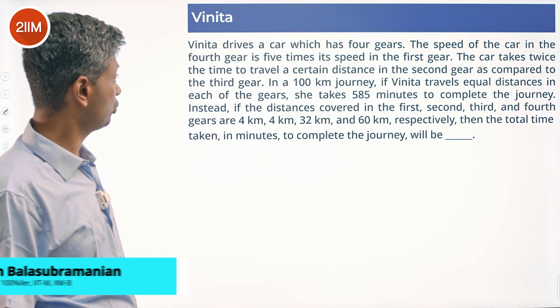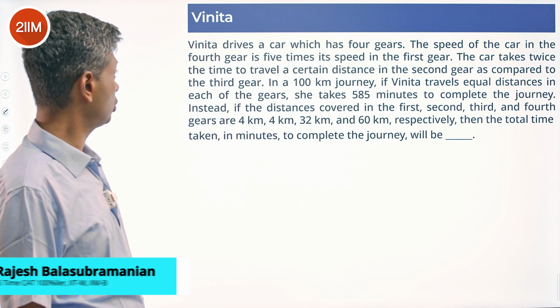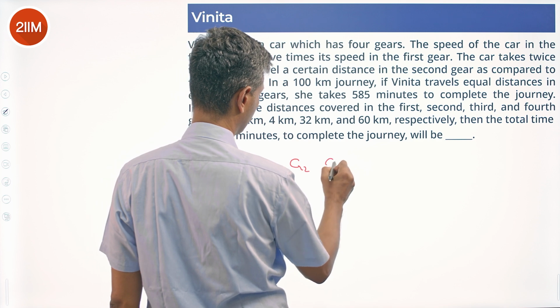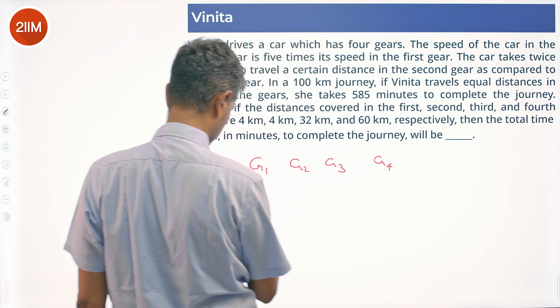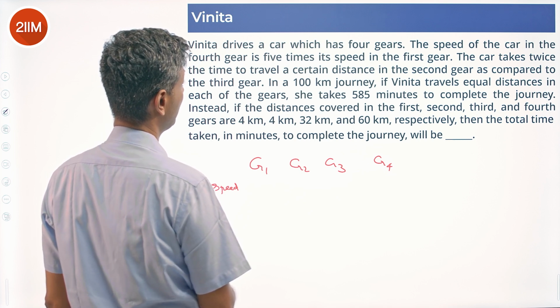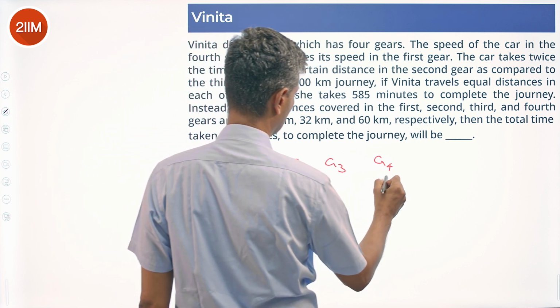Vinita drives a car which has 4 gears. The speed of the car in the 4th gear is 5 times its speed in the 1st gear. So, gear 1, gear 2, gear 3, gear 4. Speed in the 4th gear is 5 times the speed in the 1st gear. This is x, this is 5x.